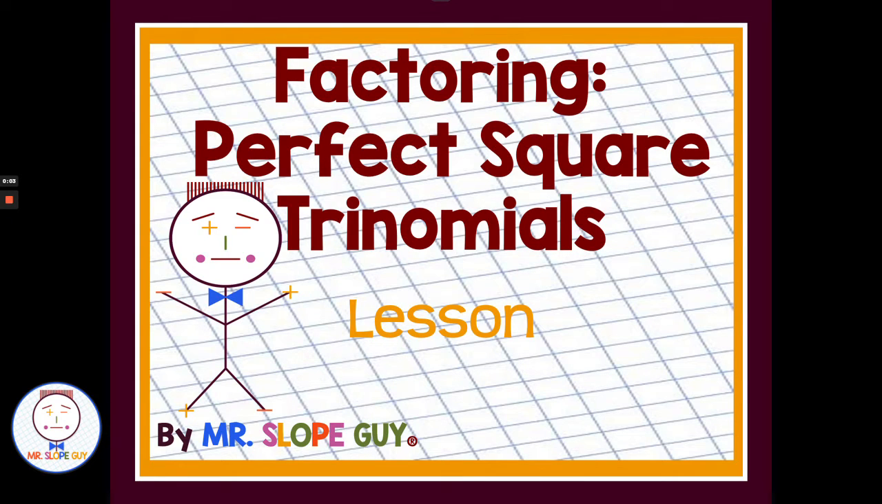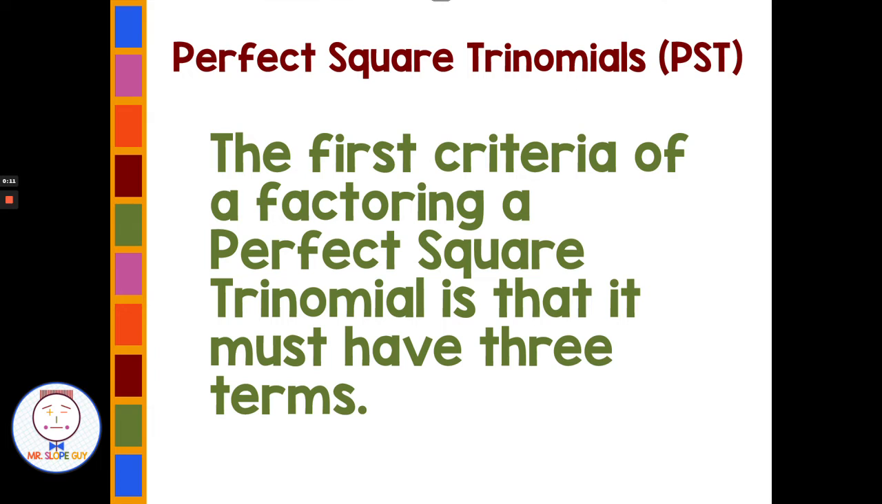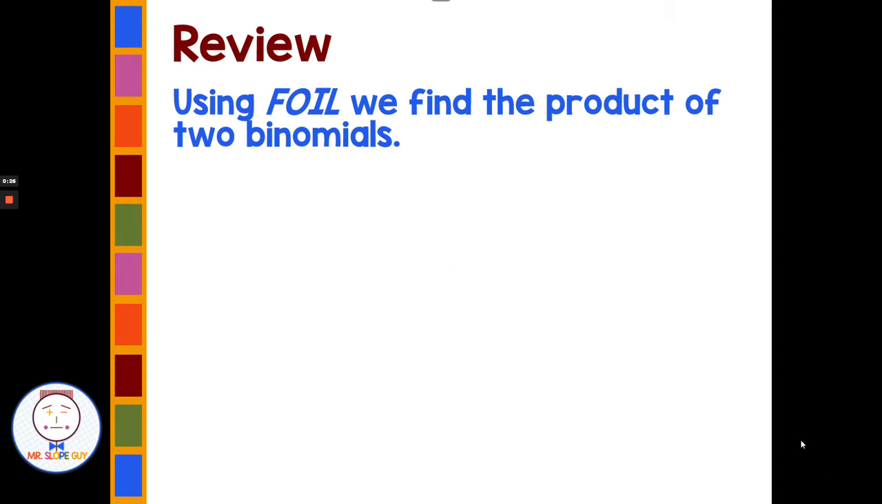Hello, today we're going to talk about factoring, and the method we're going to focus on today is factoring with perfect square trinomials. The first criteria for factoring a perfect square trinomial is that it has to have three terms. It has to have three terms to be a trinomial, so we're looking for two add or subtract signs to break that up into each of the three terms.